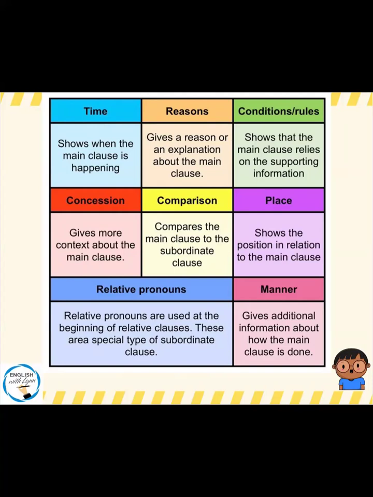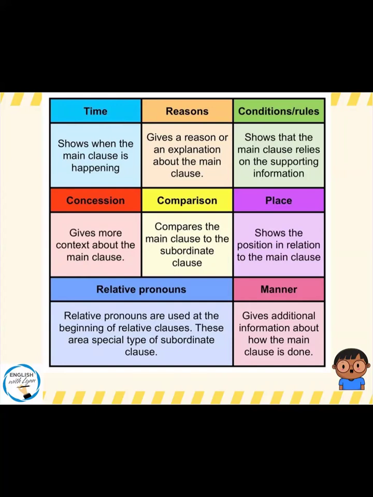So you've got the rules and conditions. If your main clause relies on other information, so if you have finished your homework, unless the rain stops, those are conditions or rules for the main clause to happen. Then we have concessions. And concessions give us more context about the main clause. So you might talk about Adam ate the pizza as the main clause, even though it wasn't his, is the subordinate clause. So even though is a subordinating conjunction that shows concession.